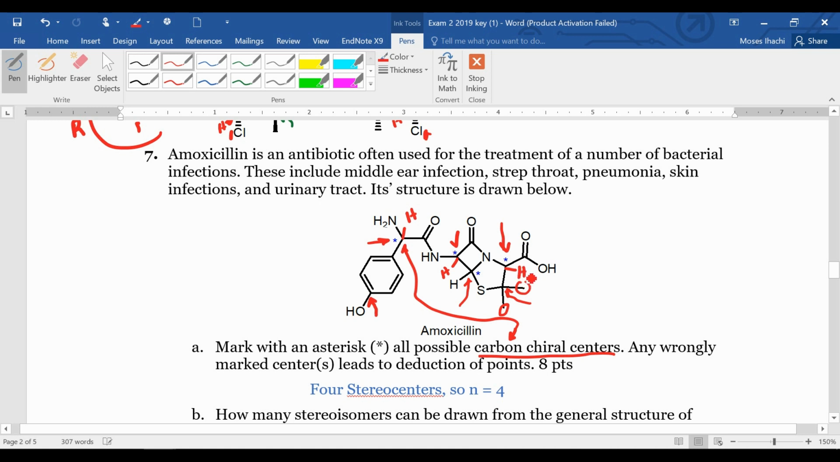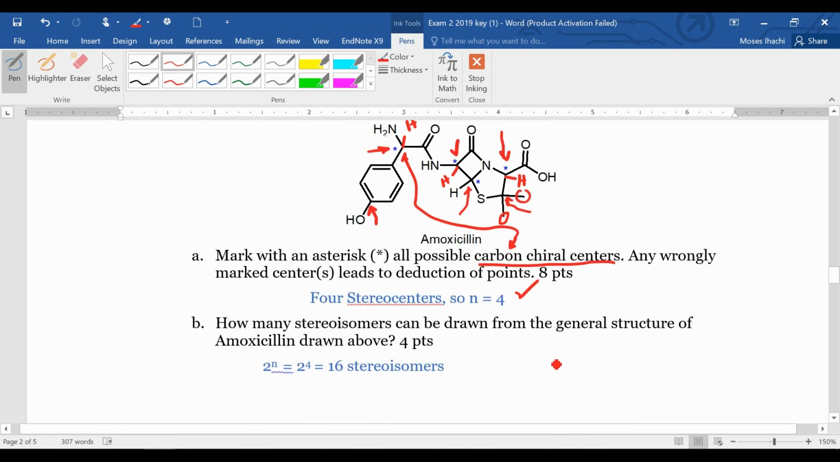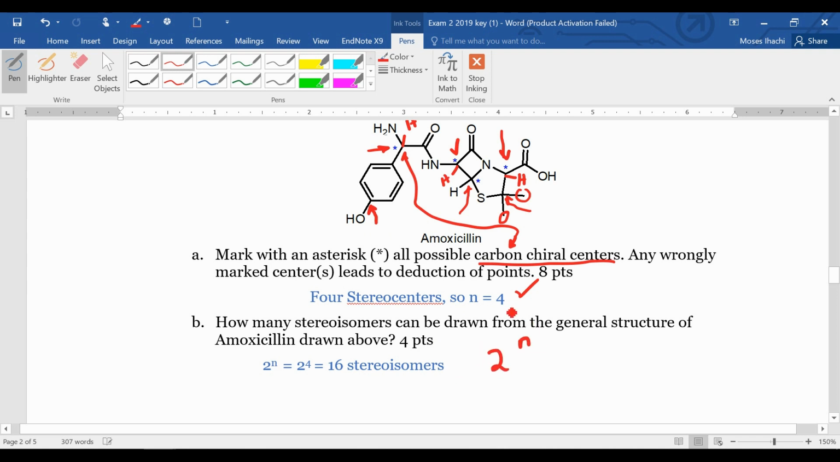You do have a hydrogen there, because I see 3 bonds. I know there must be 4 bonds. Carbon has a valency of 4. So in this case, you have 4 stereocenters. N equals 4. Usually the follow-up question is how many stereoisomers can be drawn from the general structure of amoxicillin above. So you punch in your calculator, use the formula 2 to the power n, n being what you just answered on part A. So we have 4 stereocenters, 2 to the power 4, so the answer is 16 stereoisomers possible.